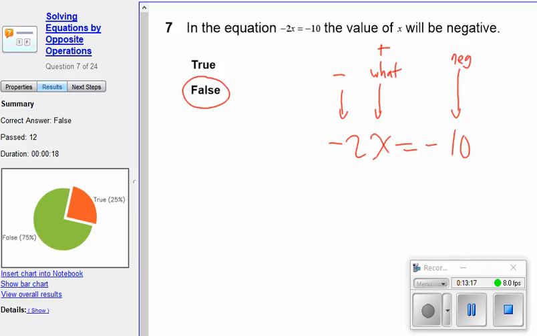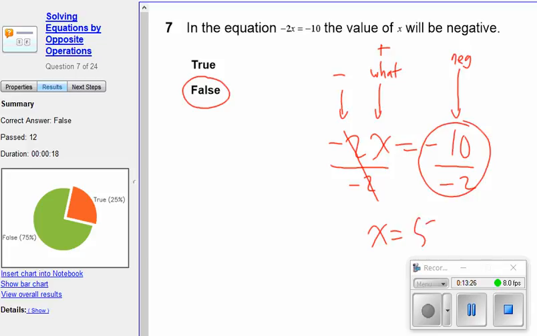But what's another way we could do it? Simply isolate the variable by dividing both sides by negative 2. And x will be equal to a positive 5, because a negative divided by a negative is a positive. So there's two ways to do it. There's just simply thinking about sign laws, right? That has to be a positive value because a negative times a positive is a negative. Or you can actually isolate the variable.